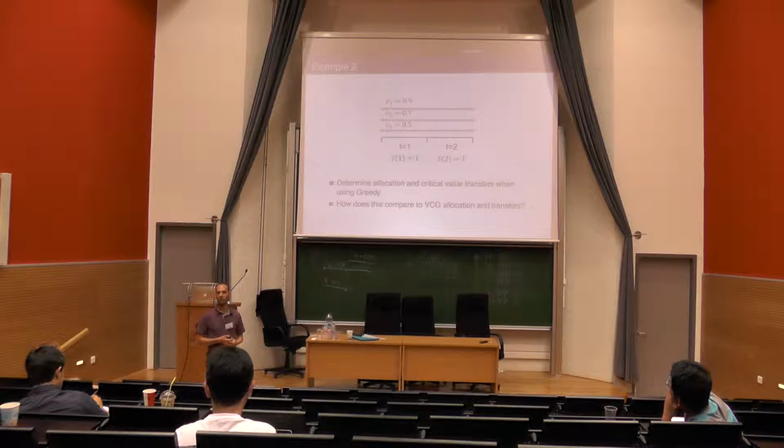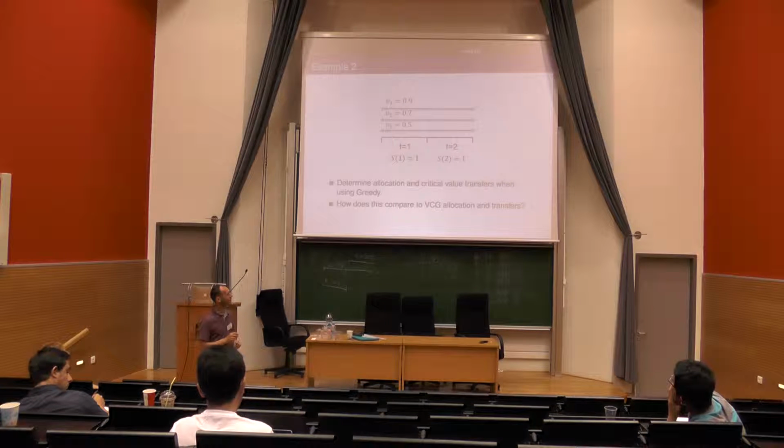With greedy, V1 gets the first slot and V2 gets the second one. For V1, the minimum value is 0.7 plus epsilon to get the first slot. Suppose V1 reports 0.6 instead. Then V2 can get the first slot, but V1 gets the second slot and pays 0.5.